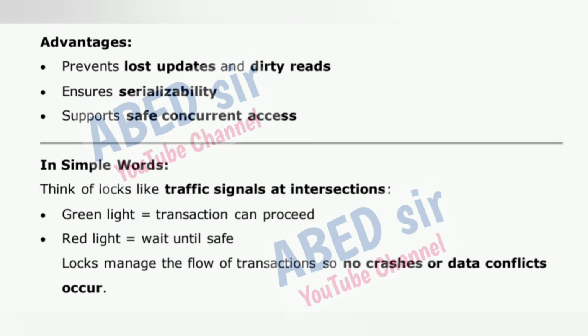Advantages: prevents lost updates and dirty reads. Ensures serializability. Supports safe concurrent access. In simple words, think of locks like traffic signals at intersections. Green light is equal to transaction can proceed. Red light is equal to wait until safe. Locks manage the flow of transactions so no crashes or data conflicts occur.